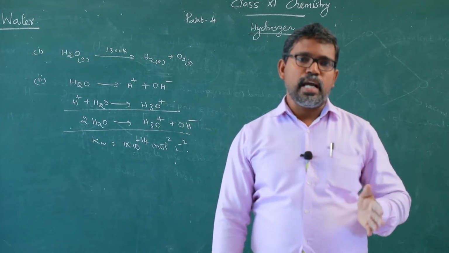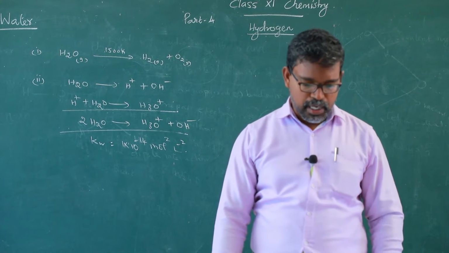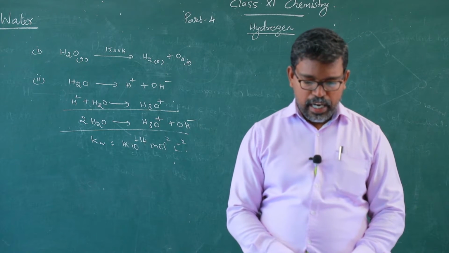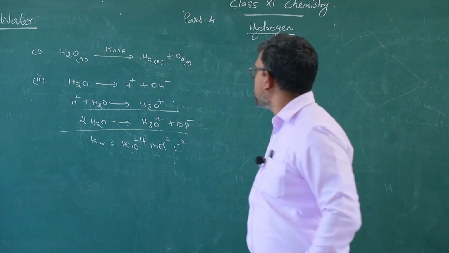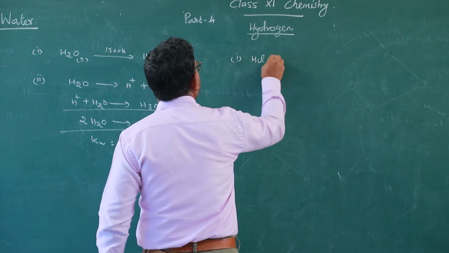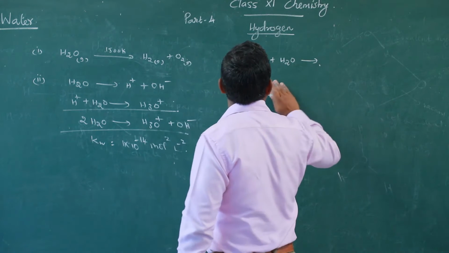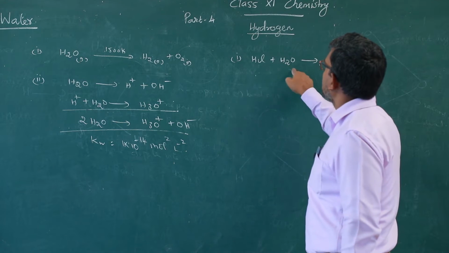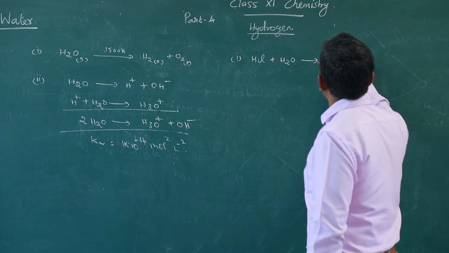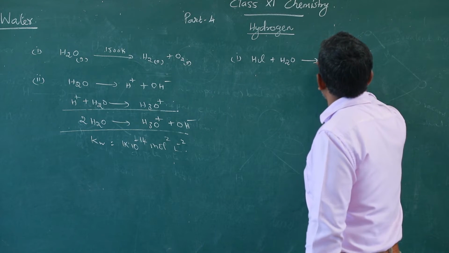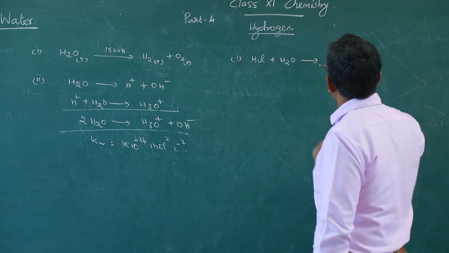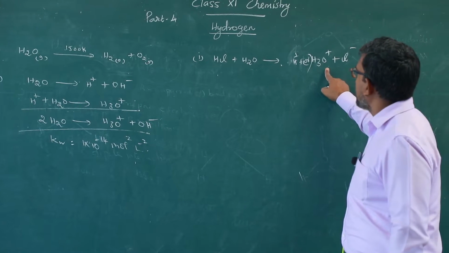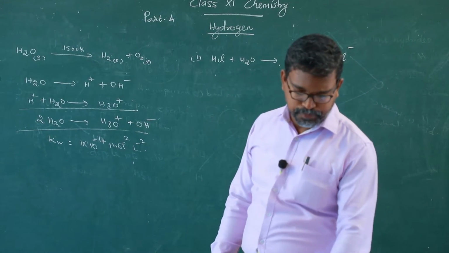Amphoteric nature means it reacts with acids as well as bases. For example, it behaves as a base towards hydrochloric acid or hydrogen sulfide. Suppose it reacts with hydrochloric acid: hydrochloric acid and water give H plus or H3O plus ion and Cl minus ion.